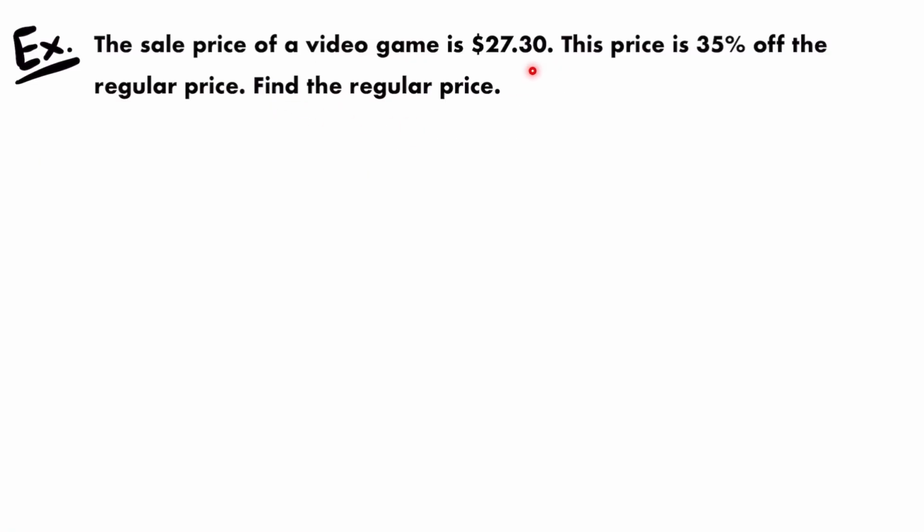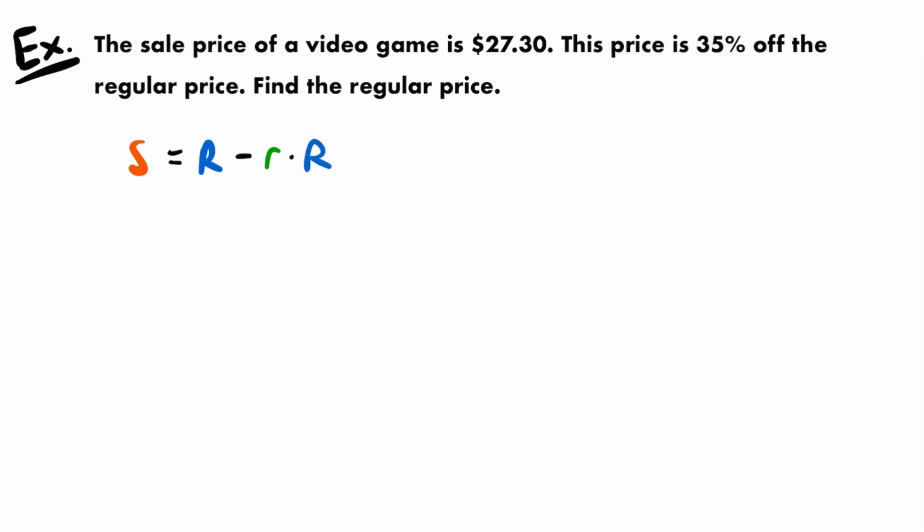All right, so here's our second and final example for this video. We have the sale price of a video game is $27.30. This price is 35% off the regular price. Find the regular price. Okay, so once again, we are going to use that same equation that we used to solve the previous discount problem. Remember that the formula is that the sale price S is equal to the regular price R minus the discount rate, small r, times the regular price R.